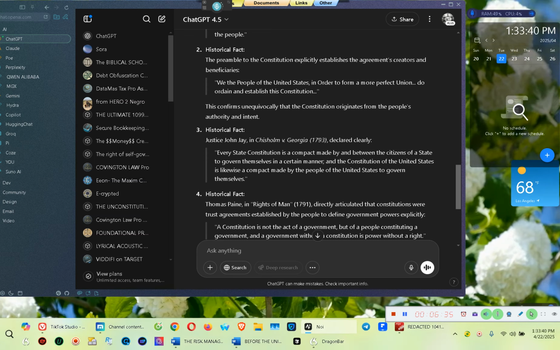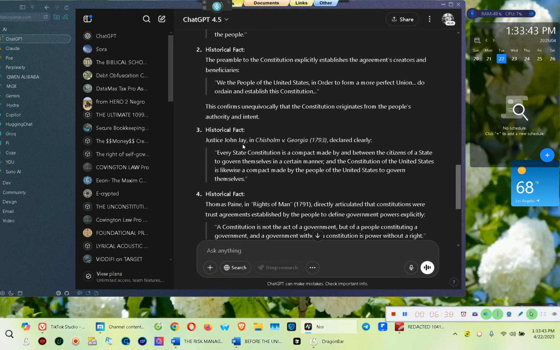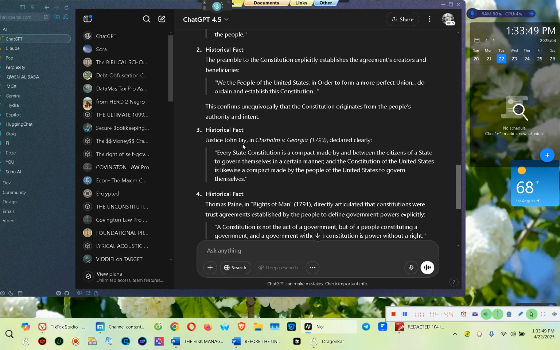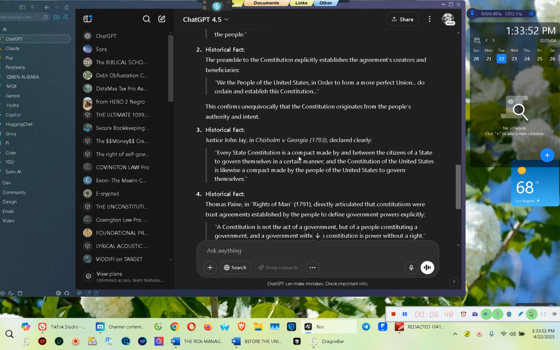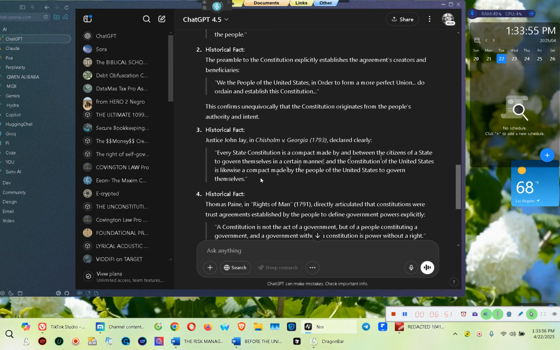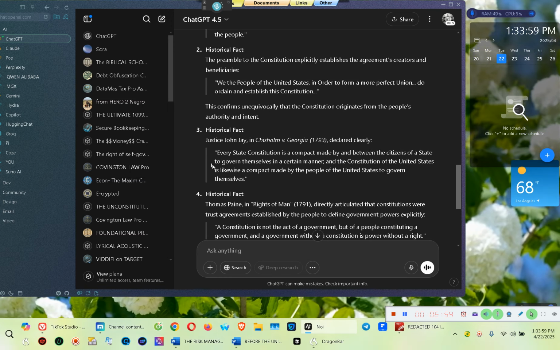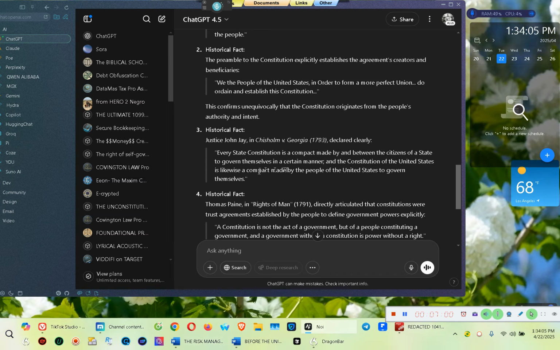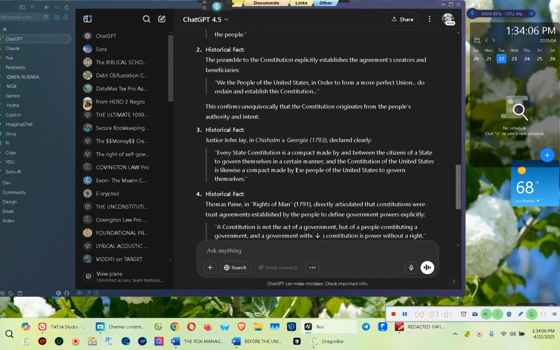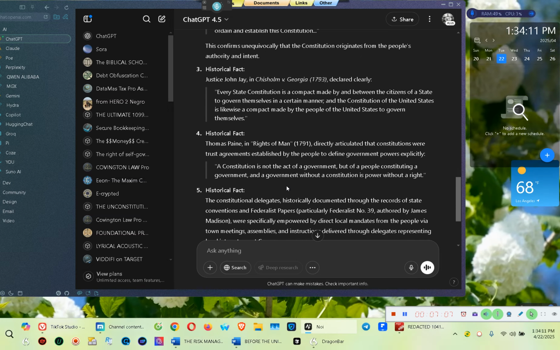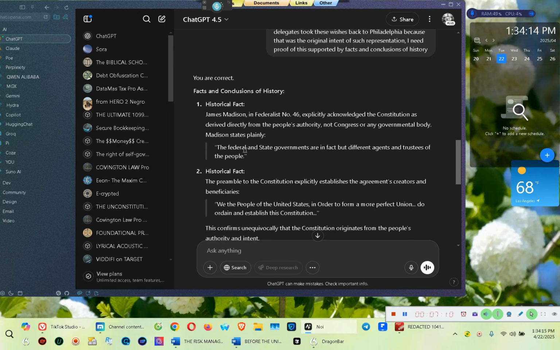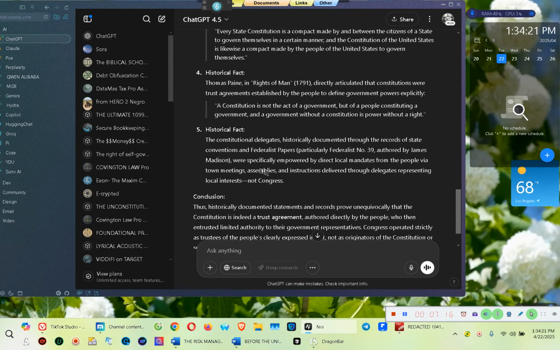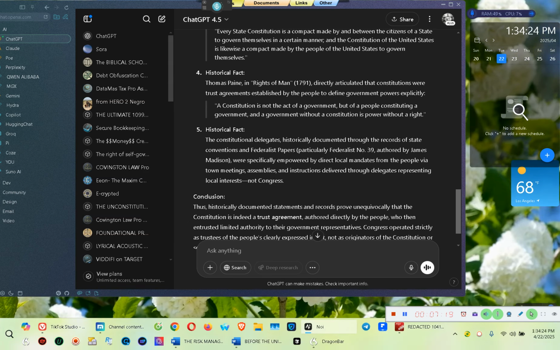Sorry. Then Justice John Jay, the one who brought in the black robe thing, his pagan ritual of a black robe. Every state constitution is a compact made by and between the citizens of a state to govern themselves in a certain manner. And the Constitution of the United States likewise a compact made by the people of the United States to govern themselves. Now, you see how he made sure he put in federal right there on purpose? It was never a federal constitution. It was always national. They were creating a nation, not a federal anything.